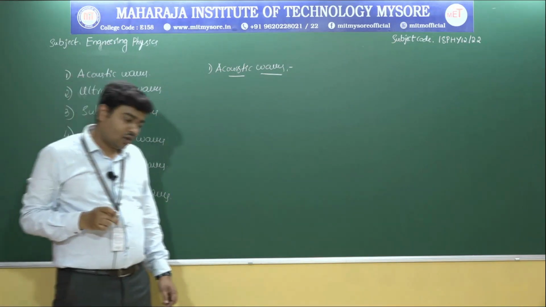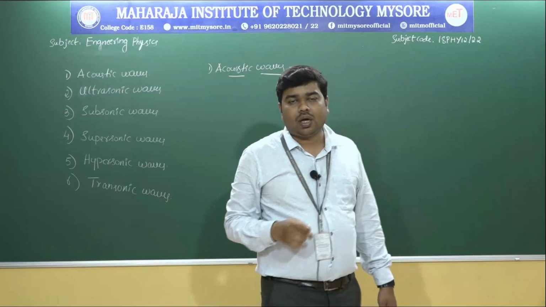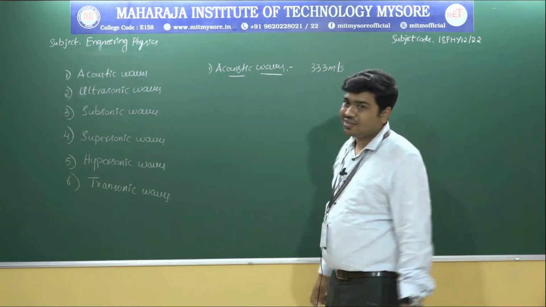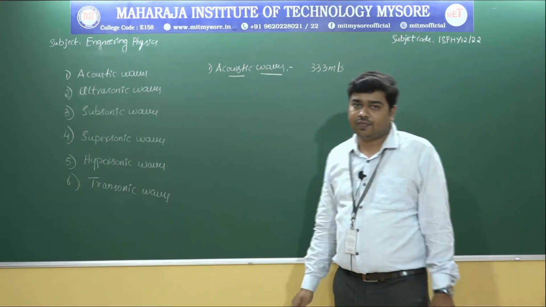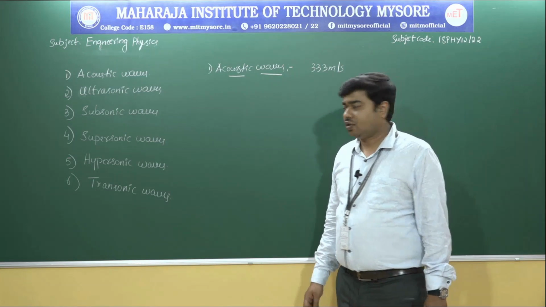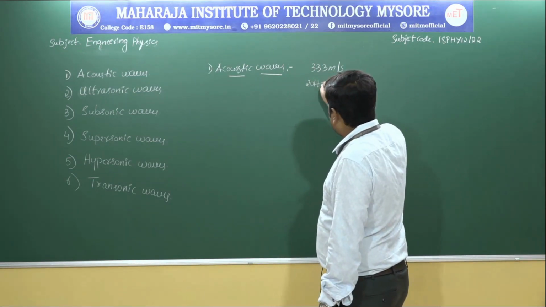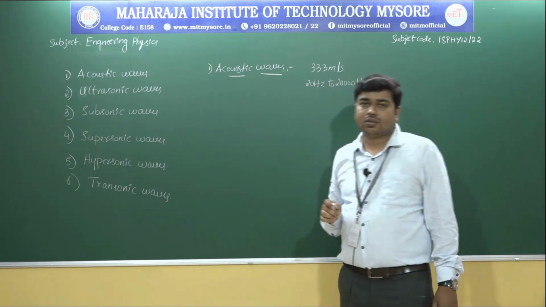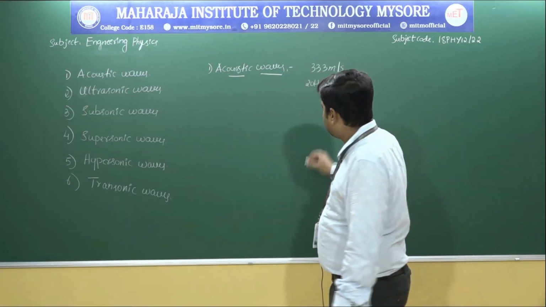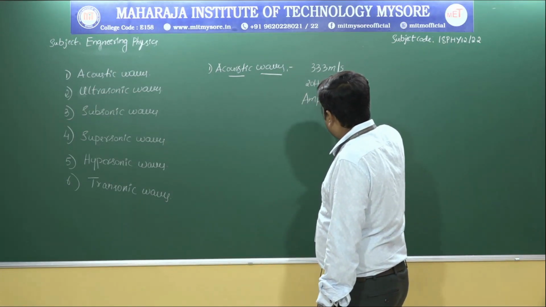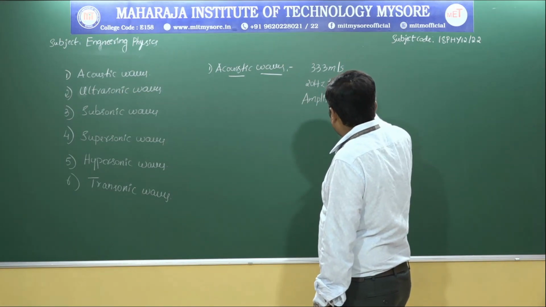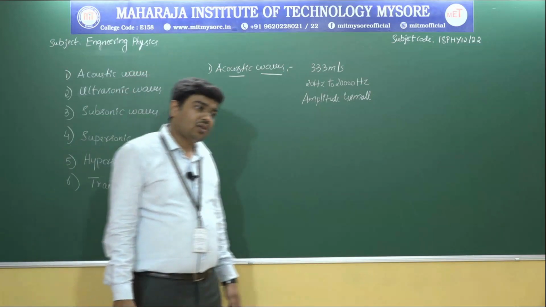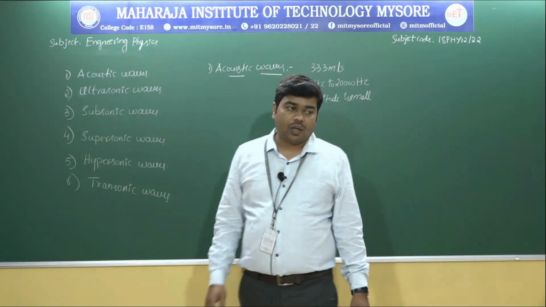Acoustic waves are nothing but normal sound waves which have speed equal to the speed of sound in air. So, it has speed equal to 333 meter per second in air. And the frequency of the acoustic waves is also similar to the frequency of sound, that it ranges from 20 hertz to 20,000 hertz. And the amplitude of acoustic waves is also small, similar to the amplitude of sound waves. Now, these are the properties of any acoustic waves. The Mach number of acoustic waves is always less than 1.